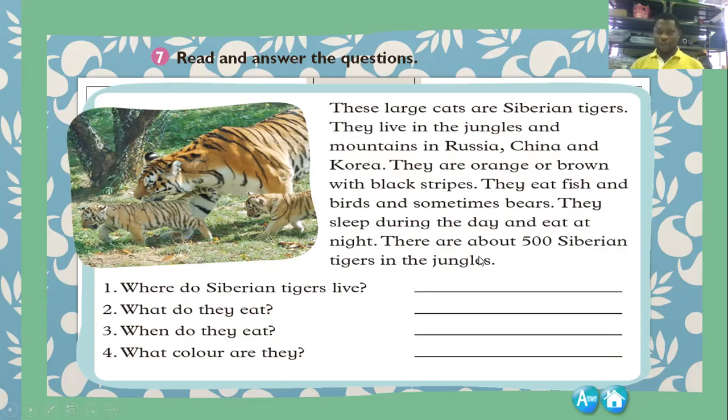Okay, so that is a short paragraph about Siberian tigers. Now we have a set of questions that follow this short paragraph. We are going to read them and answer the questions. Let's read the questions first, and then we will read the passage again and answer the questions together. So question number 1 says, where do Siberian tigers live? Repeat after me. Where do Siberian tigers live?